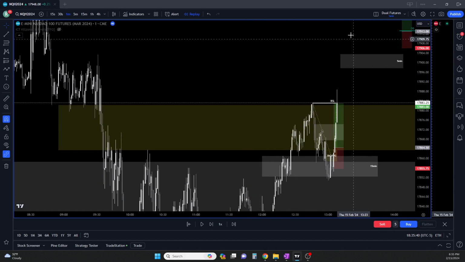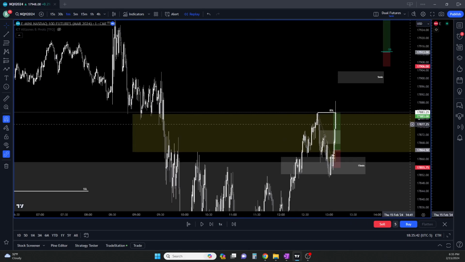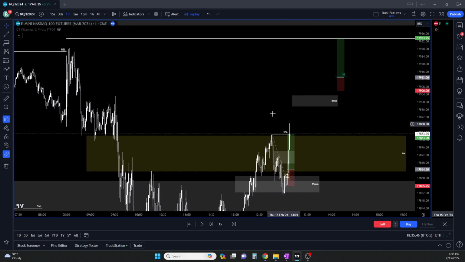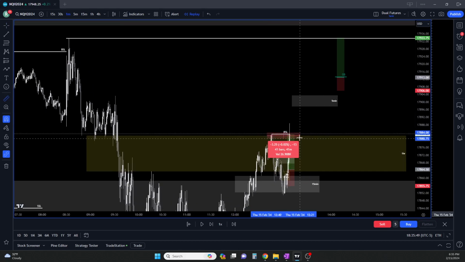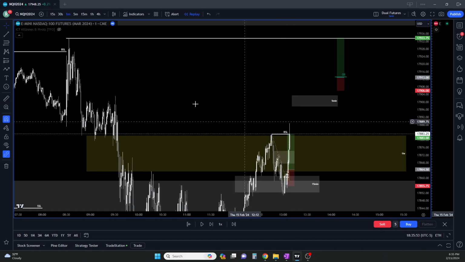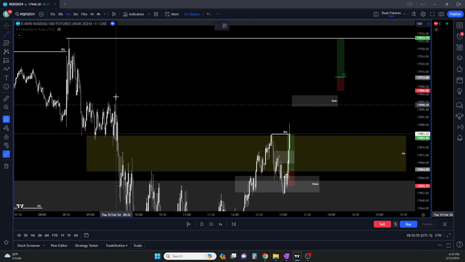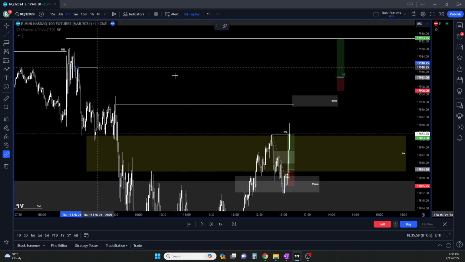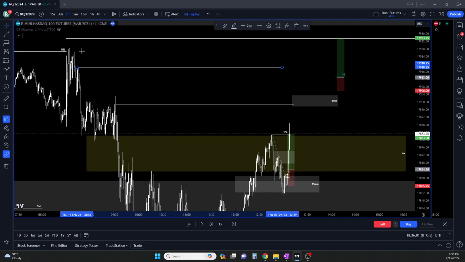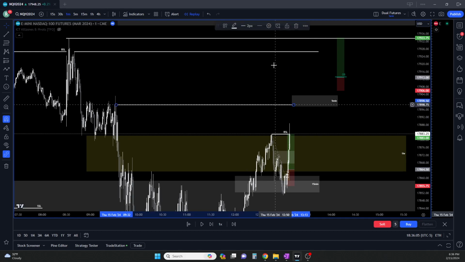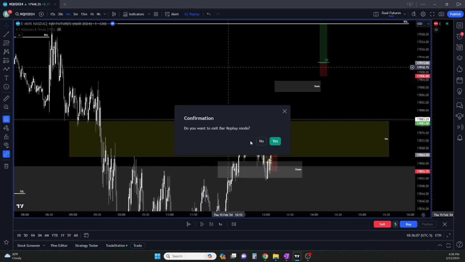I didn't know if we were going to go any further, but this is one of those scenarios where if I had many contracts, I would have taken a partial here, moved my stop to break even right when we took this high, and then I would have had another one here, and I would have just been scaling out along these highs, all the way up. But I'm not trading multiple contracts.